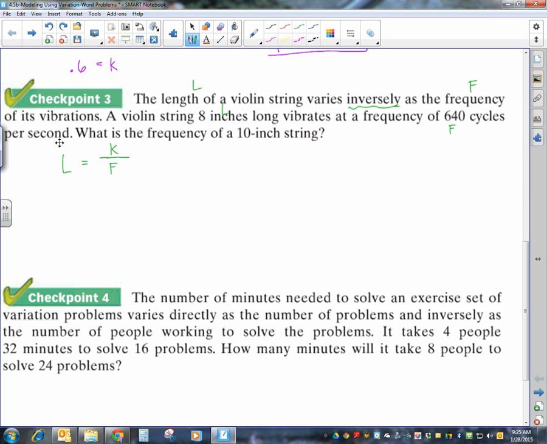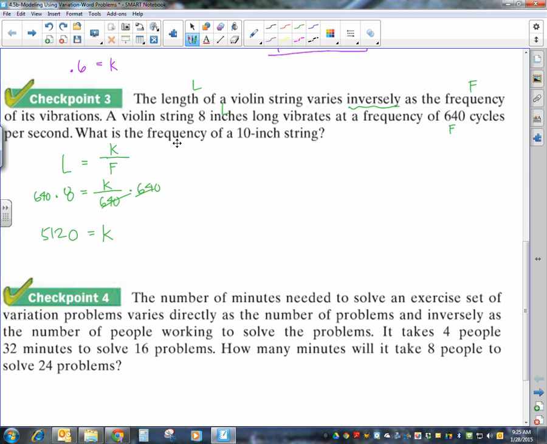A violin is 8 inches long, that's my L, and it has a frequency of 640 cycles. So plug in 8 for L. Don't know what K is, but the frequency was 640. So hopefully you can multiply both sides by 640, cross multiply, whichever way you want to look at it. But you will find out that K is equal to 5,120.